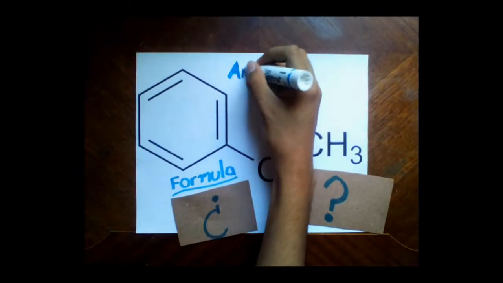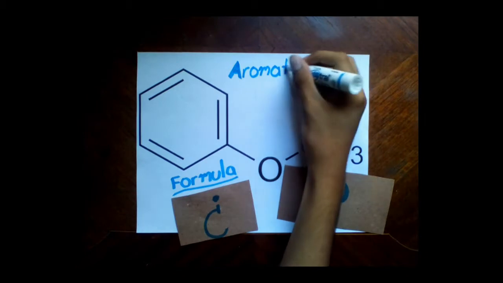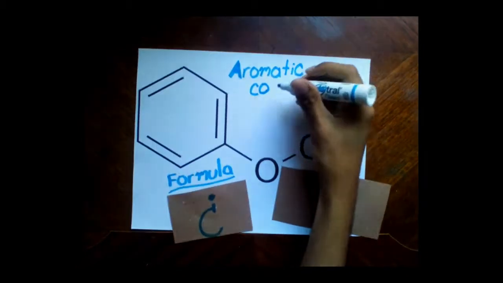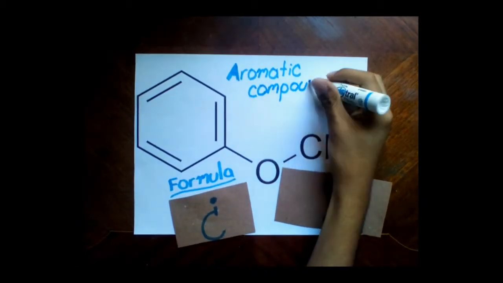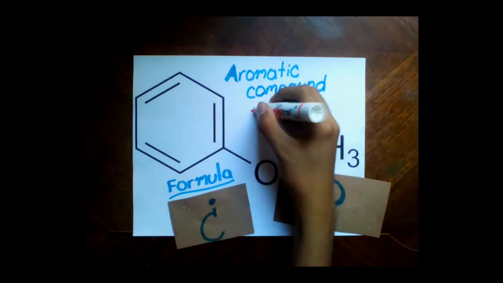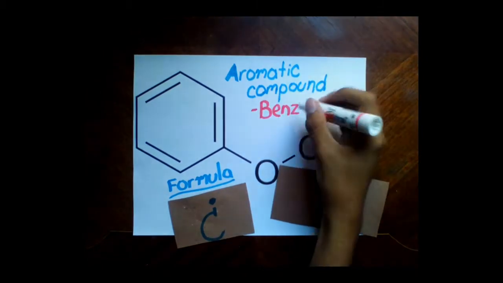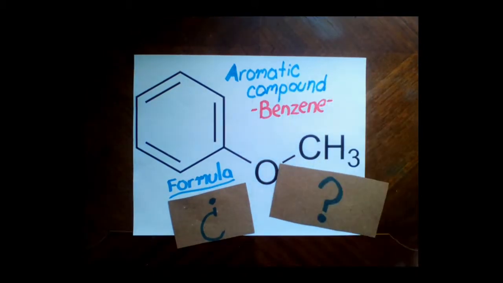An aromatic compound is a hydrocarbon that contains the ring structure of benzene. Aromatic compounds received their name because many compounds with benzene had fragrant odors. The general formula is C6H6.